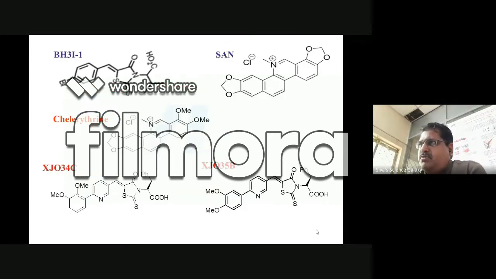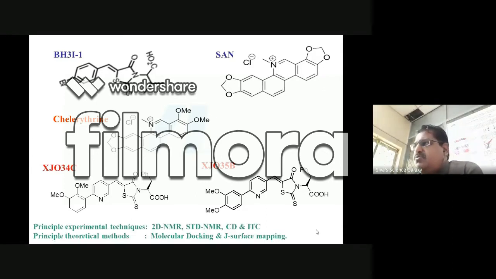Let me move on. Don't worry about this molecular structure. Look at the structure of the two molecules at the bottom of the slide, XJO34C and XJO35B. Just to say XJ34 and XJ35 for the sake of clarity. So look at the molecules.